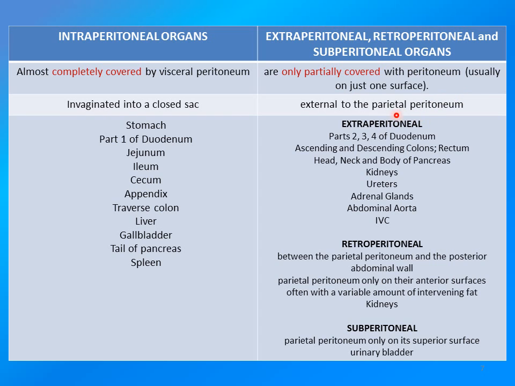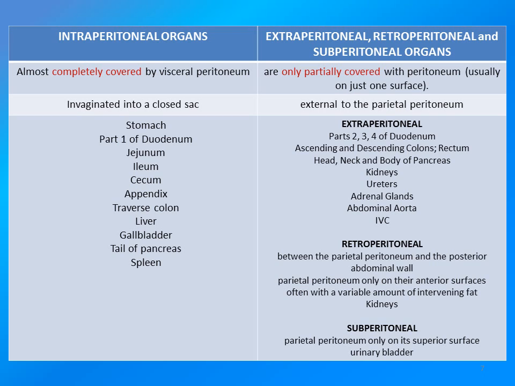This can make them either extraperitoneal, retroperitoneal, where they are actually posterior to the abdominal wall, or subperitoneal, which means that they are beneath the peritoneum, where the parietal peritoneum is only on the organ's superior surface.